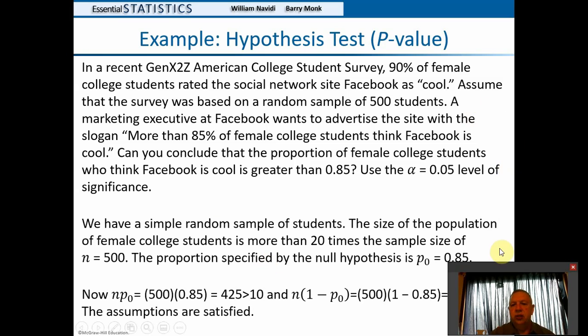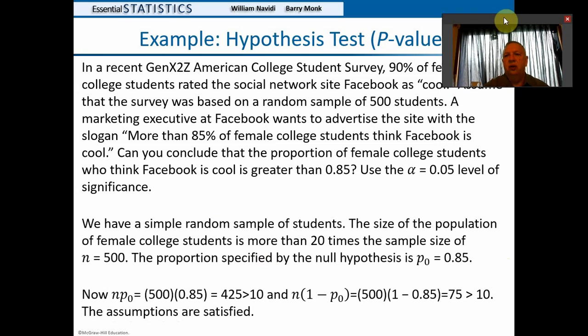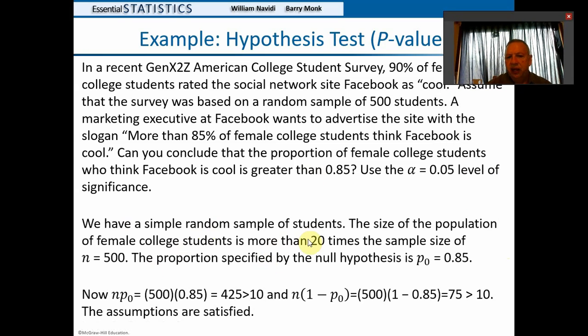Okay, so here we're going to make sure that we've got all of our assumptions. Simple random sample of students. The size of the population of female college students is more than 20 times the sample size of 500. These are all the college students. The proportion specified by the null hypothesis is p0 equals 0.85. Then n times p0, 500 times 0.85, is greater than 10, that's 425. And then n times q0, the 1 minus p0, is equal to 75. That's greater than 10, so we can continue on.